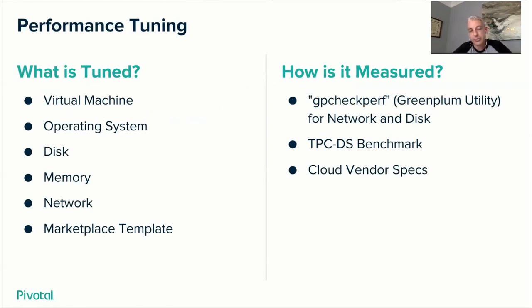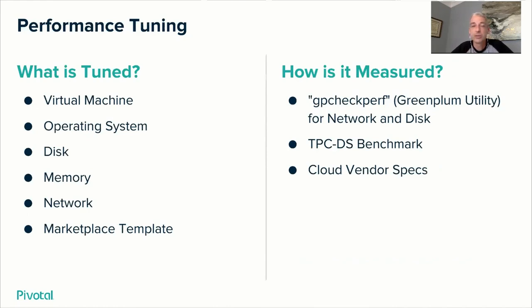So what is tuned? First off, we've tuned the virtual machine itself, like the instance type that the different marketplaces have available. We've tuned the operating system. So we're running CentOS, and we've done a lot of tuning and configuration of the operating system itself. There's also the disk, memory, and network tuning we've done.